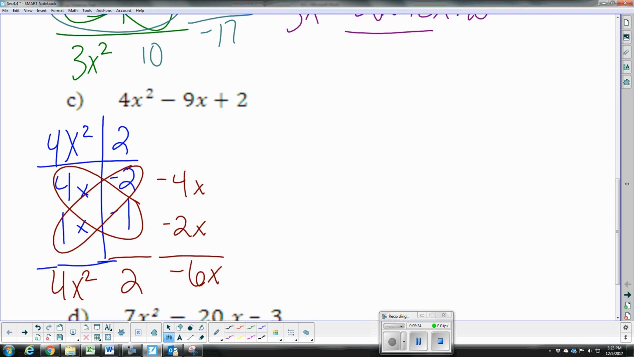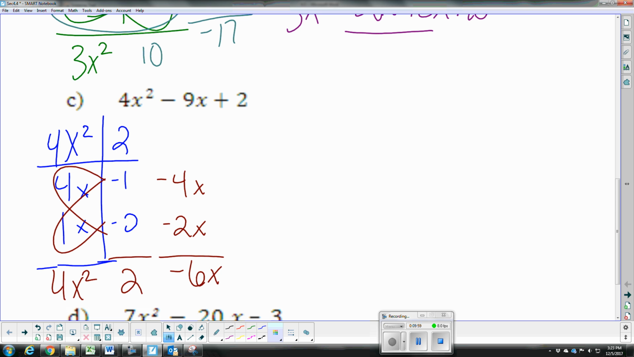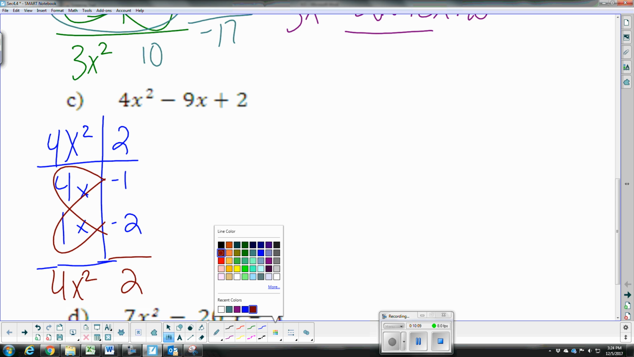So either I'm using a wrong factor or I have them in the wrong order. So let's try again with the same factors, but switch up the order. I can't remember what I had before. I think I had negative 2 and negative 1. So let's try negative 1 and negative 2. And let's see if it works this time with this order. Because sometimes that's all it is. It's just your order is off.